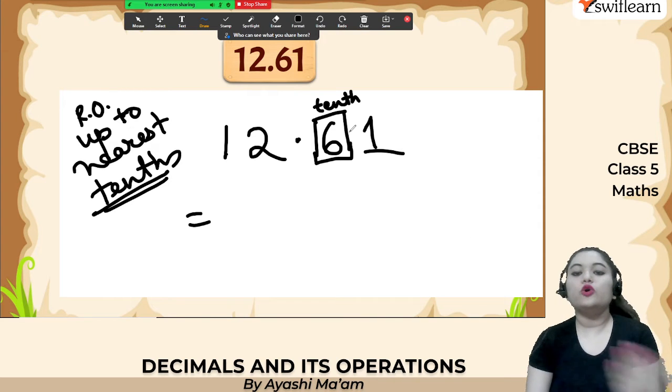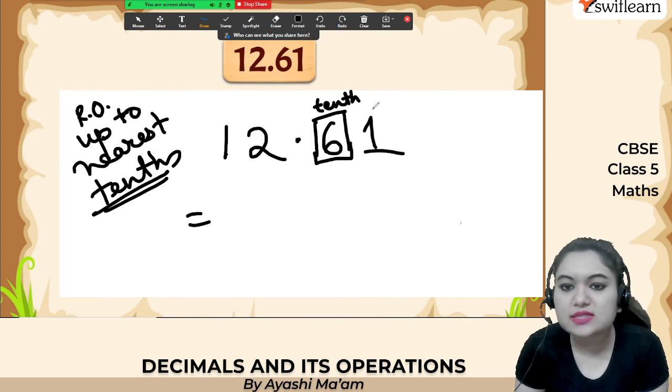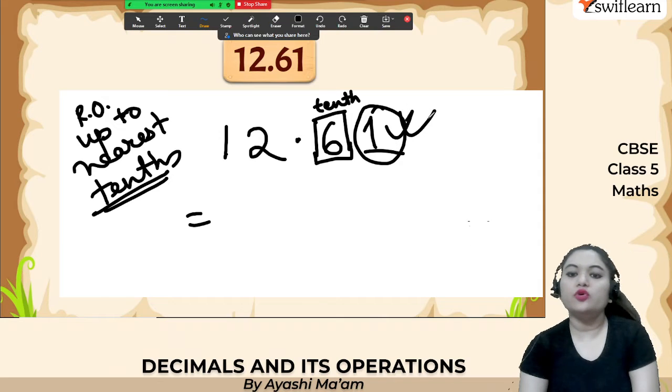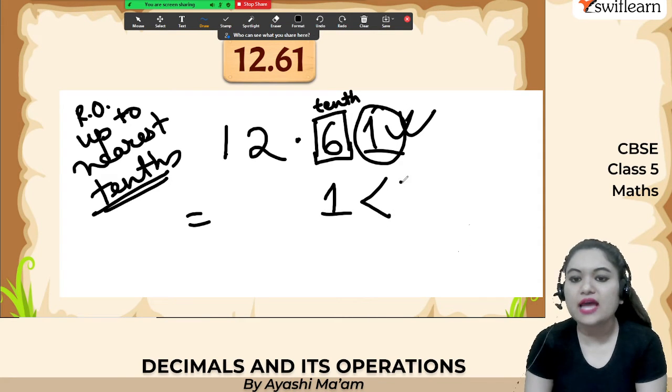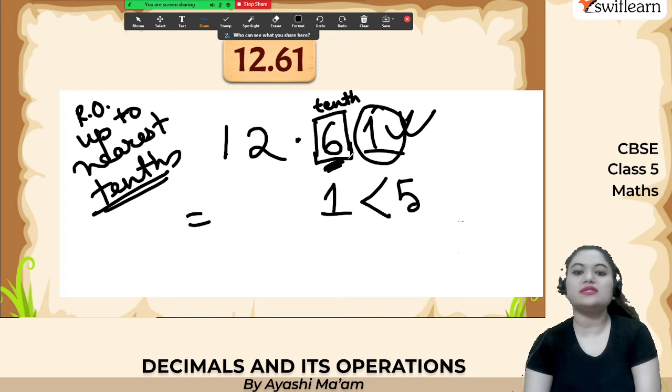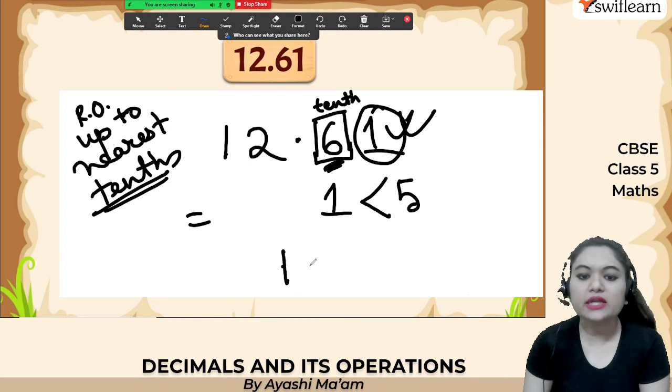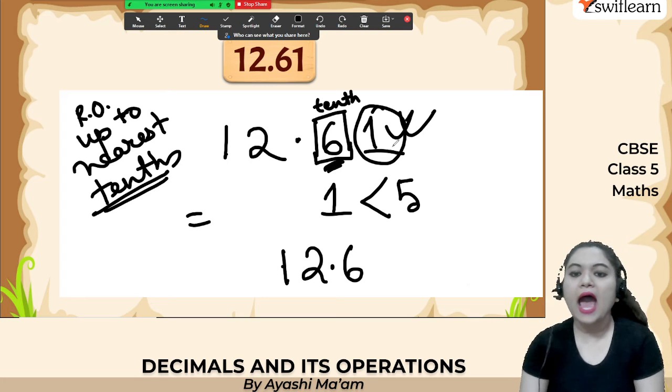Same rule. Look at the digit to the right of this 10th place. That means this one. We are looking here. And this we are comparing it with 5. So 1 is less than 5. So no change in this 6. So we will write 12.6 and up.